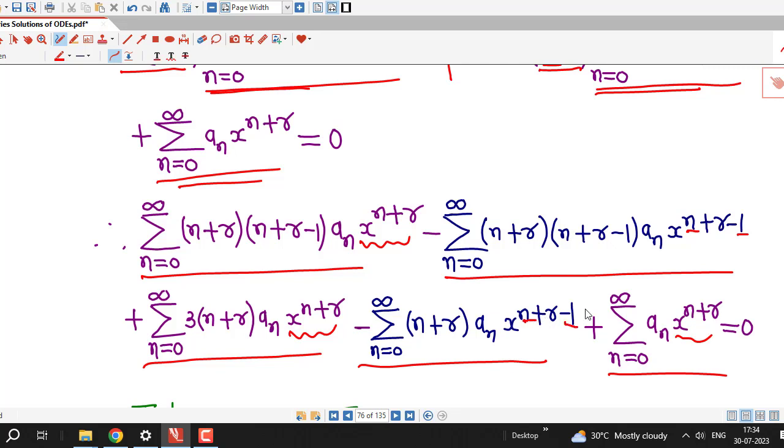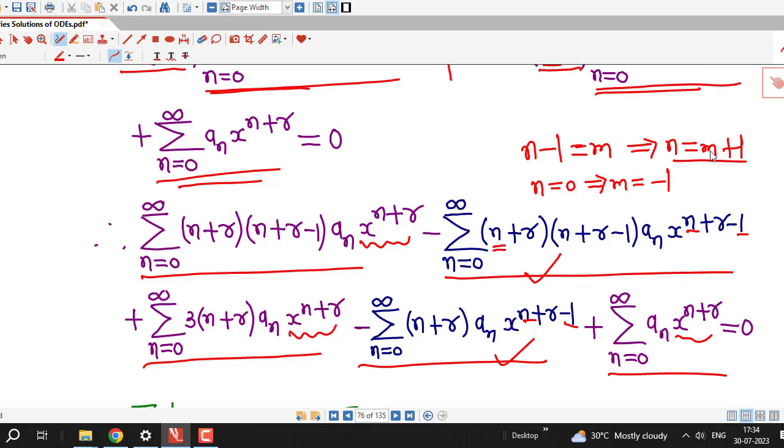Same thing for here. So for these two summations, I am changing the index. I am taking n minus 1 equal to m, and n is starting from 0. If I take n equal to 0, then m will start from minus 1, and n will be replaced by m plus 1. So you can see this will be converted into sigma m equal to minus 1 to infinity.